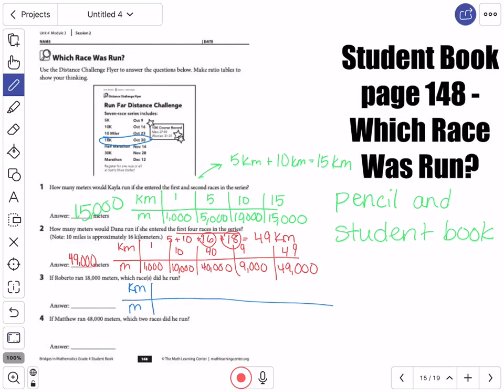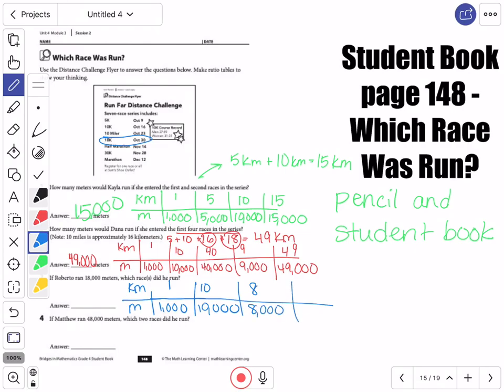So if I were to draw a ratio table for number 3 with kilometers versus meters, I apologize. I am confusing all of you right now. I am so sorry. Okay, so if he ran 18,000 meters, all right, so for kilometers, it would be 1 to 1,000, right? Okay. It would be 10 to 10,000, 8 to 8,000, and 18 to 18,000. Our answer is that he actually ran race number 4.